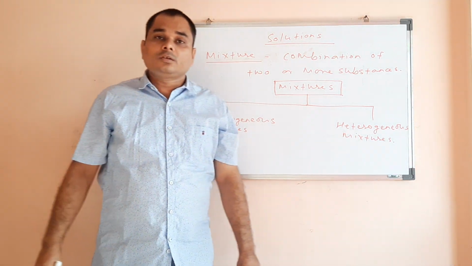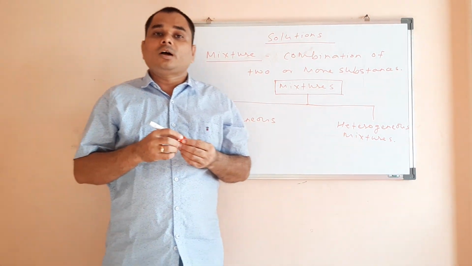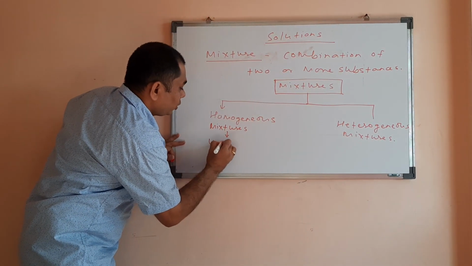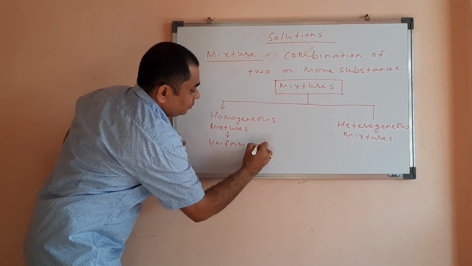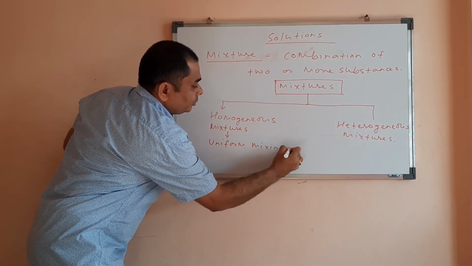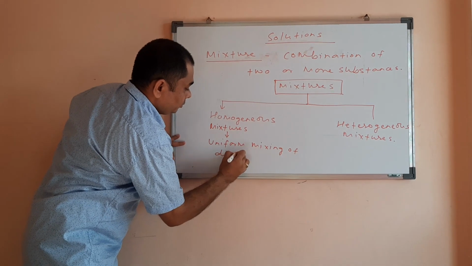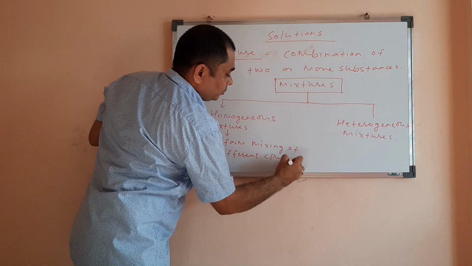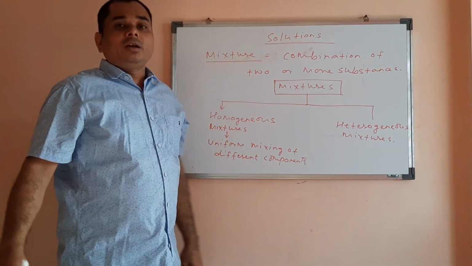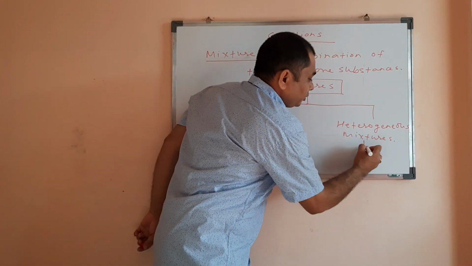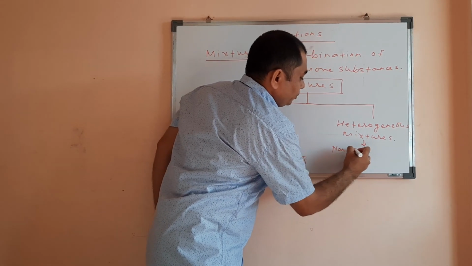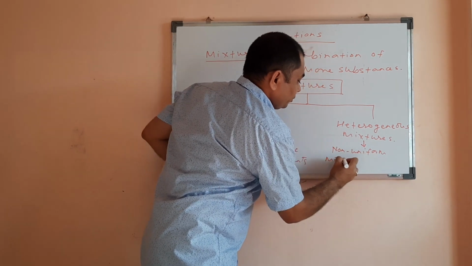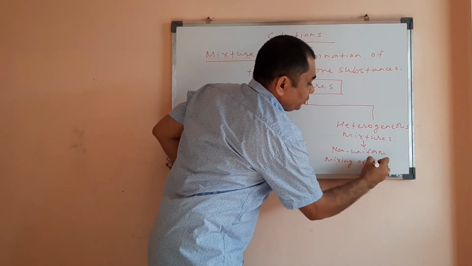See, in homogeneous mixtures, all the components are mixed uniformly. So there is uniform mixing of different components. Whereas in heterogeneous mixtures, there is non-uniform mixing of components.